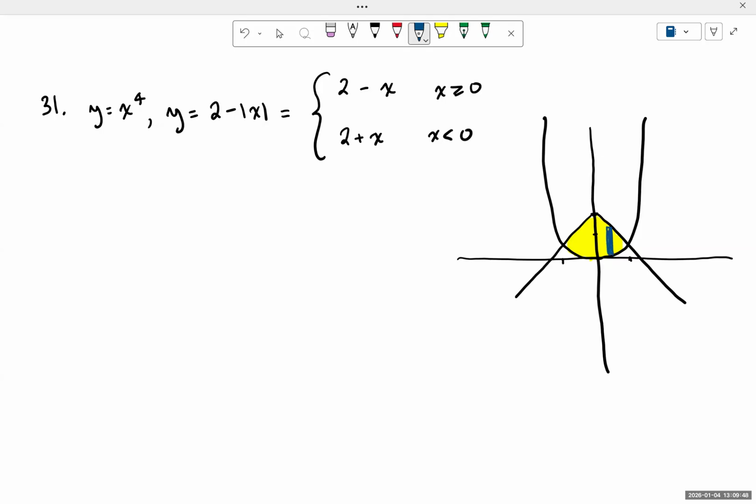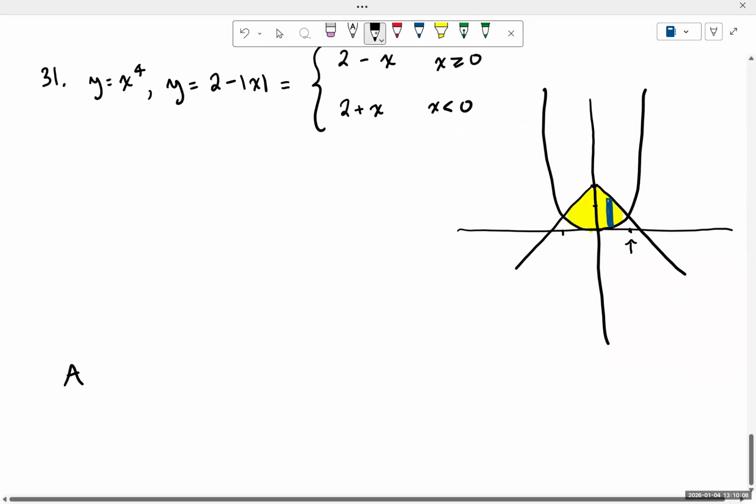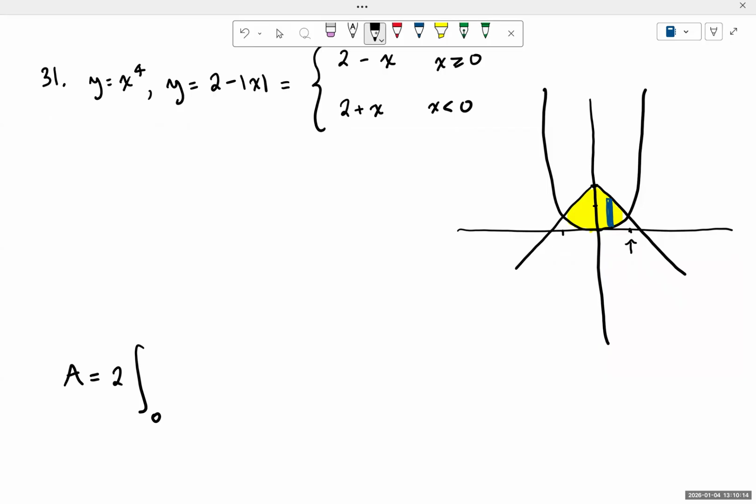So I can significantly simplify my life if instead of going from here to here, I go from 0 to this point, which we're going to have to find out what that point is. I'm going to do that in a second, but let me tell you where we're going with this first. A equals 2 times the integral from 0 to whatever, and then I take the top curve minus the bottom curve. The top curve is the line, 2 minus x, because that is the piece that we want. And the bottom curve is x to the 4th.